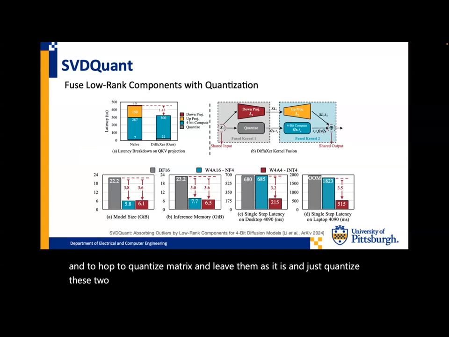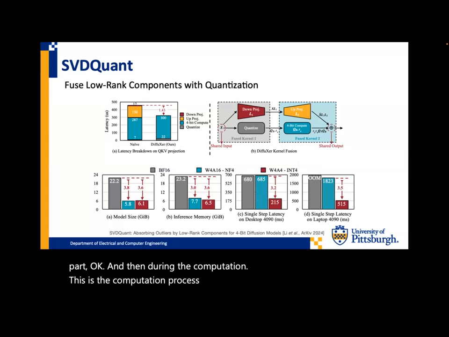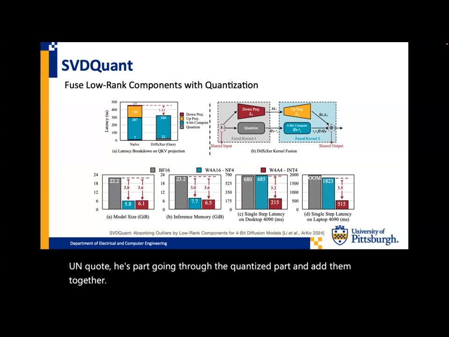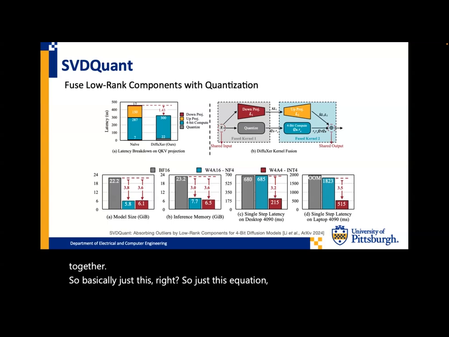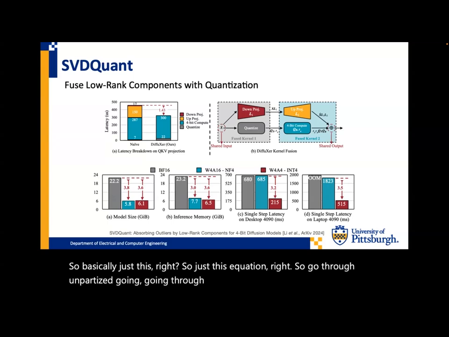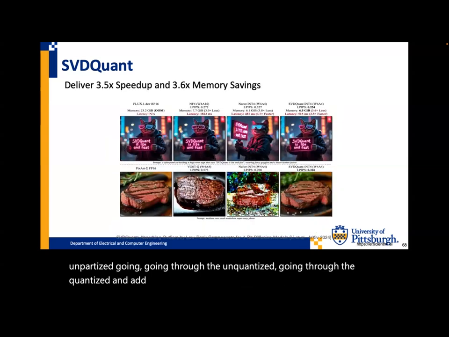Okay. And then during the computation, this is the computation process. The input goes through the unquantized part, goes through the quantized part, and we add them together. So basically just this equation, right? Go through unquantized, go through quantized, and add them back. Okay, so that's that.